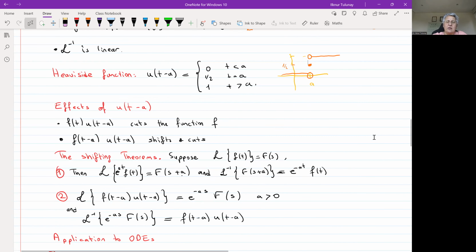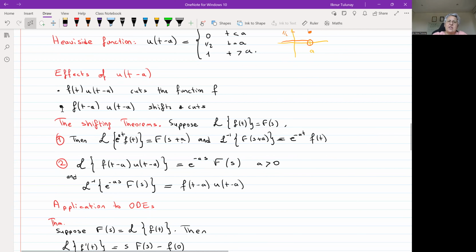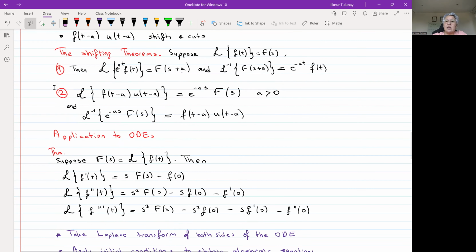The effects of u(t−a), this is just a summary. f(t)u(t−a) cuts the function f. f(t−a)u(t−a) shifts and cuts. This has been done in your lecture, so I'm not going to do the extended version so much. The shifting theorem is extremely important. You have to know this.